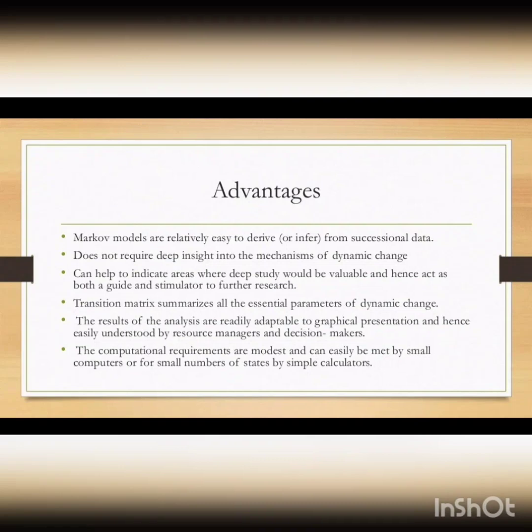Advantages. Markov models are relatively easy to derive from successional data, do not require deep insight into the mechanism of dynamic change, and can help to indicate areas where deep study would be valuable, and hence act as both the guide and stimulator to further research.